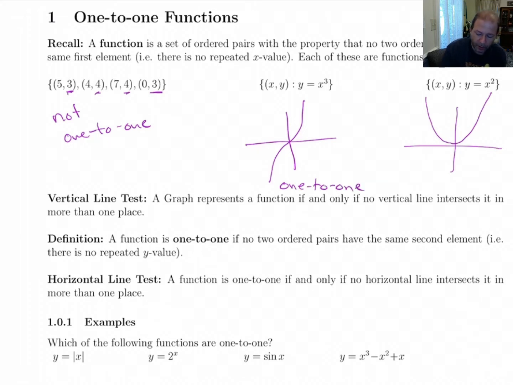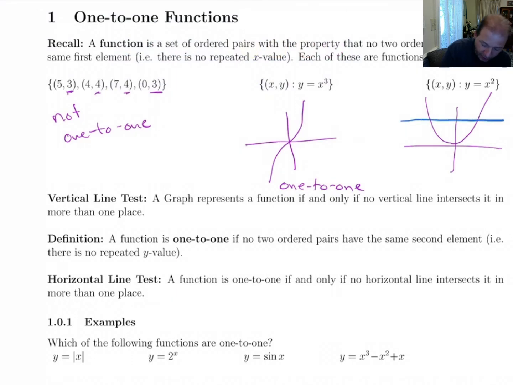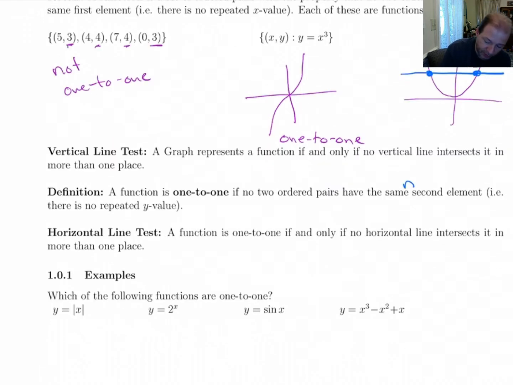And on the last function, y equals x squared, can we look at that and find a y value that's repeated? The answer is yeah. If I just draw a horizontal line across there, I'll do that in blue, it's going to give me a point here and here, two points that have the same y coordinate. So this one is not one-to-one.